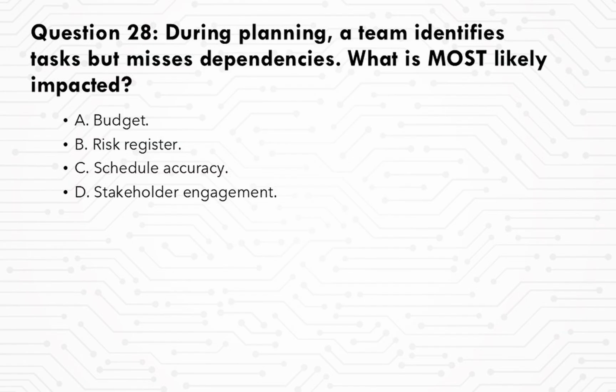Question 28. During planning, a team identifies tasks but misses dependencies. What is most likely impacted? A. Budget. B. Risk register. C. Schedule accuracy. D. Stakeholder engagement. Answer: C. Missing dependencies leads to incorrect scheduling.